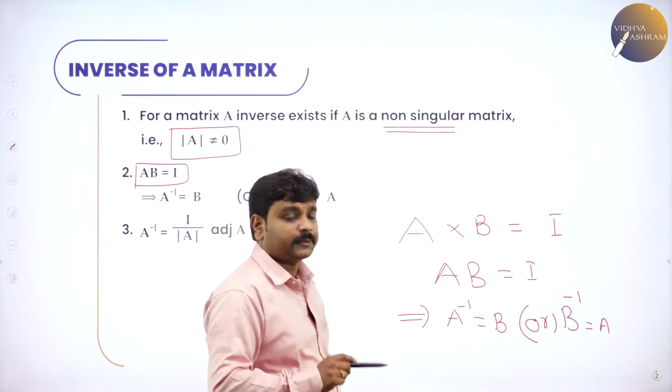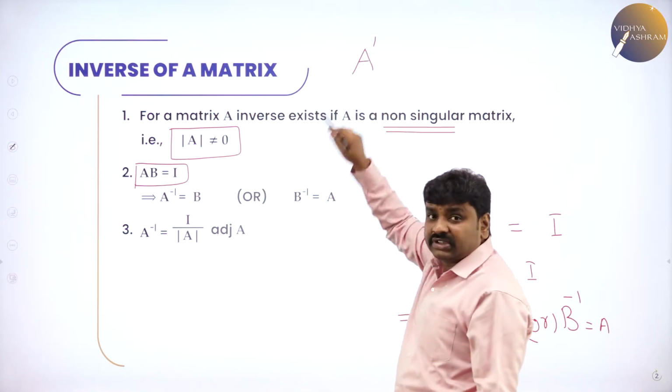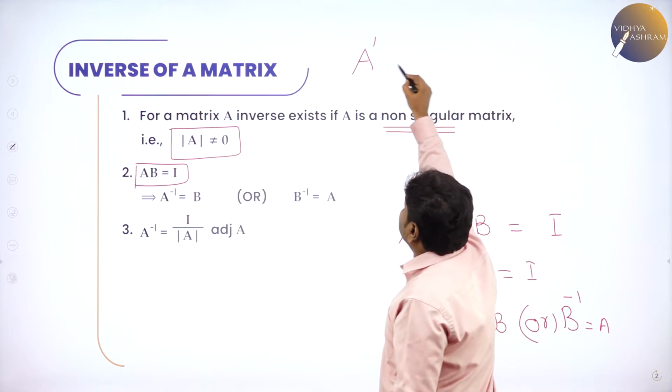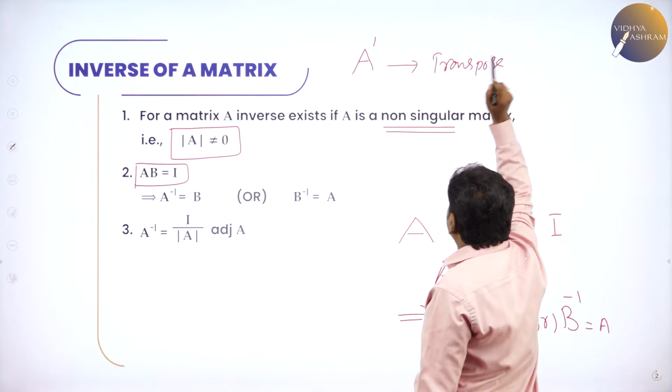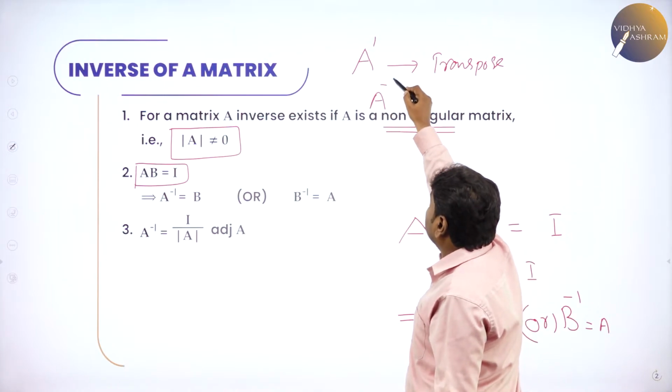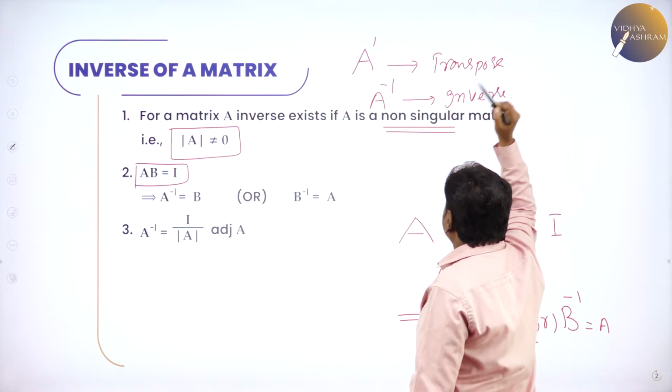Now coming to the point, we have two notations. What is this? A dash. This is not inverse. This is transpose or complement. And this is A power minus 1. We read this as inverse. First you should know the notations.